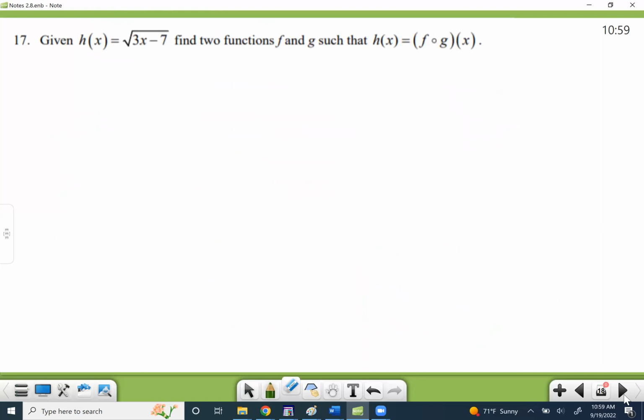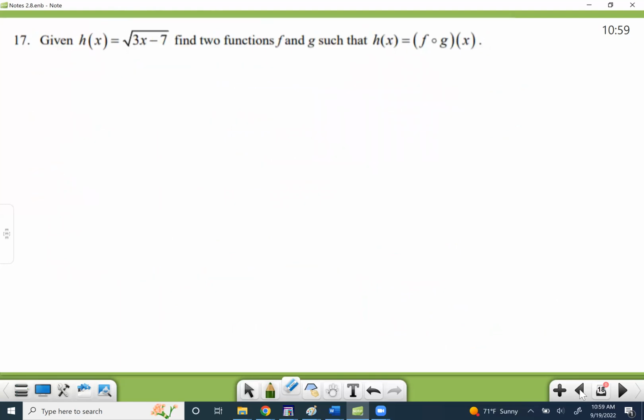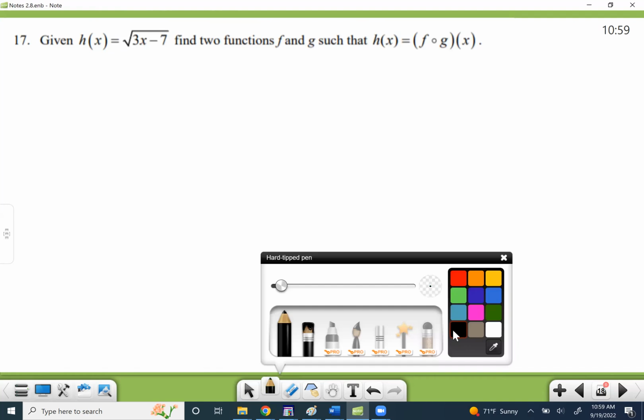Given h of x, find two functions such that h of x equals f compose g of x. I think there's a couple of these. Let me see how many. So I'll just briefly go through this. This is getting you ready for the chain rule in calculus. That's the intent here with this one. So it says, given h of x, find two functions f and g such that h of x is equal to f compose g of x.